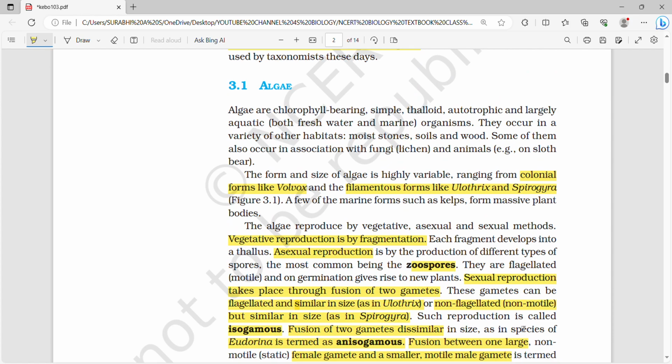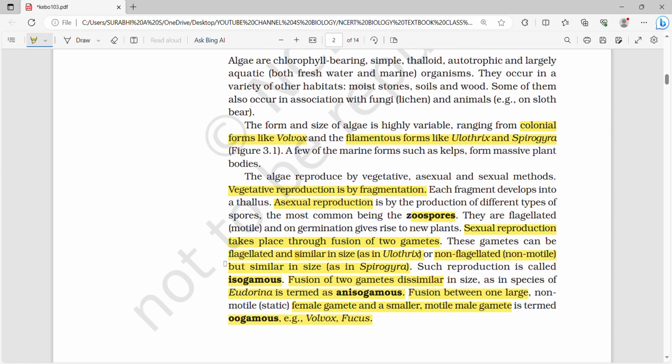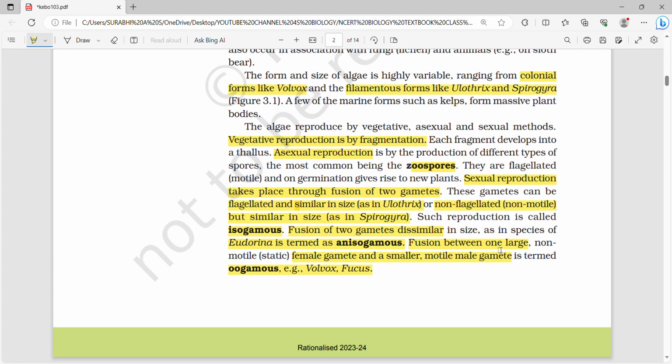Next, moving on to the algae. Algae are basically chlorophyll-bearing, simple, thalloid, autotrophic and largely aquatic. In this, one important group is colonial forms. Example is Volvox. How do you remember this? See, COLO, 2O, Volvox, 2O. And filamentous forms are the other two, Ulothrix and Spirogyra.